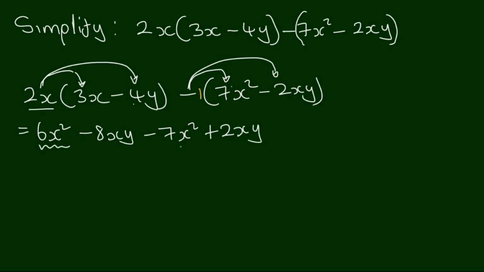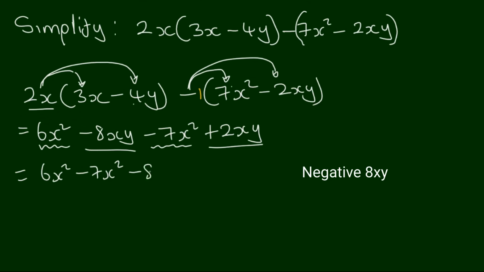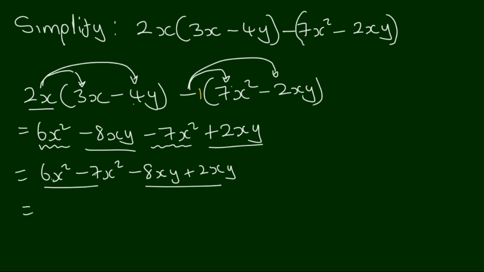We have 6x squared and negative 7x squared. So it becomes 6x squared minus 7x squared. And then we have negative 8xy plus 2xy. Now these are like terms, we can simplify them. Right, 6x squared minus 7x squared, that is negative 1x squared, which is just negative x squared.